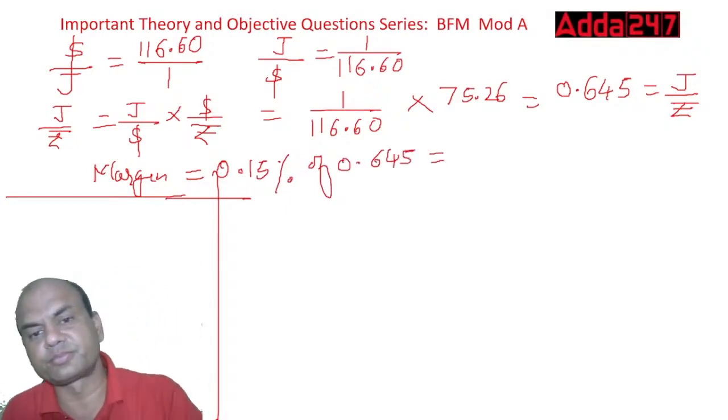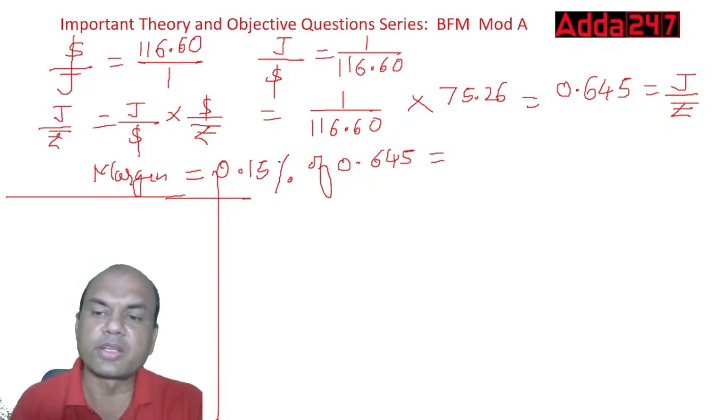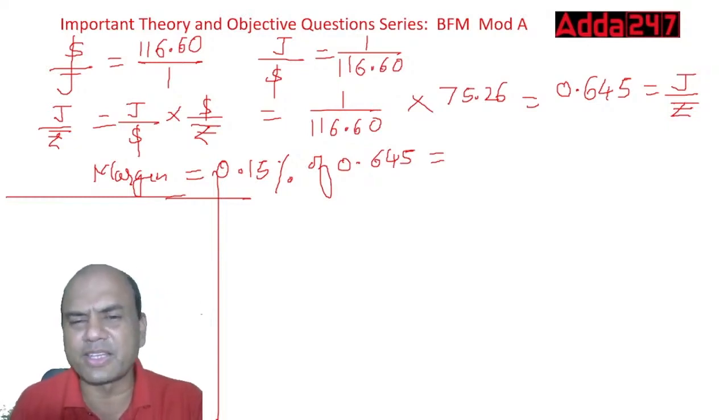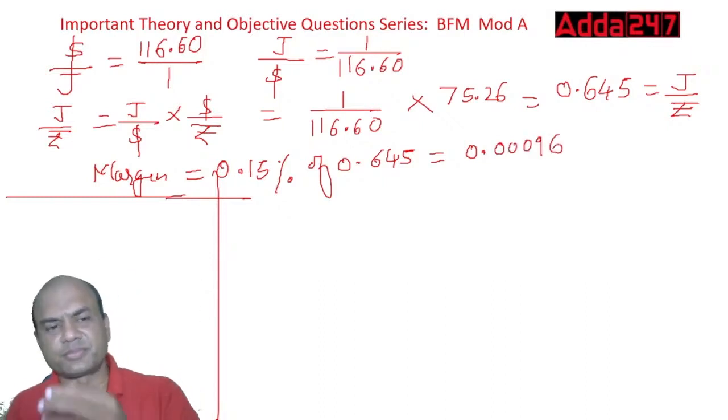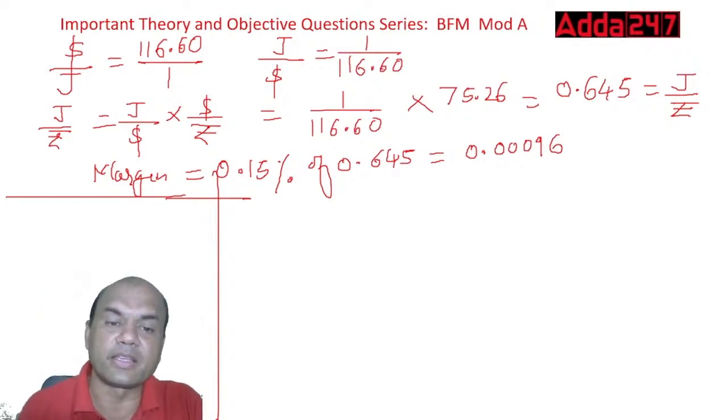Do this. 0.645 into 0.0015. 0.15% means 0.0015, right? So it is very less, isn't it? 0.00009 something, right? 96, very less. Okay, so what do I do with this margin? I'll add this or subtract this. I'm selling, right? So whenever I'm selling, I'll add this.